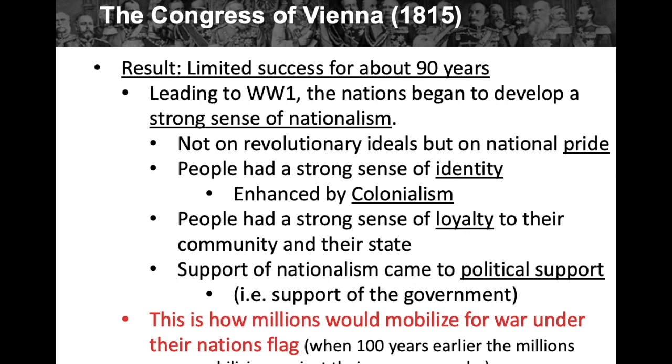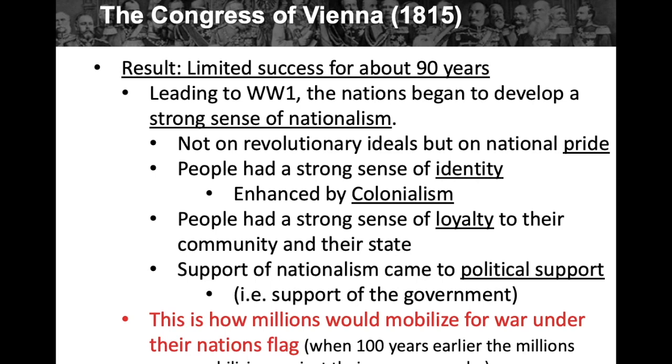They start to say, hey, the government can do these different things. The government can wage war. The government can protect us. The government can be on the world stage and deal with other countries and their pressures on us, or their ideas of expansion. We can meet that, and we maybe even beat that. So they have this great sense of support for their government. And the reason I say all of this is that this is how millions of people would mobilize for war under their nation's flag during World War I.